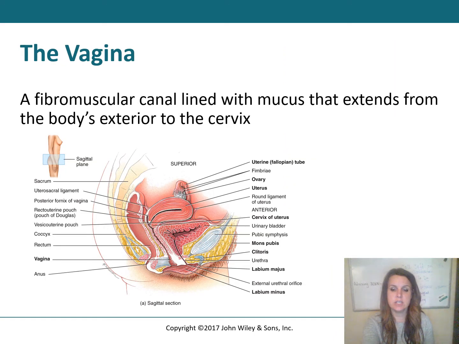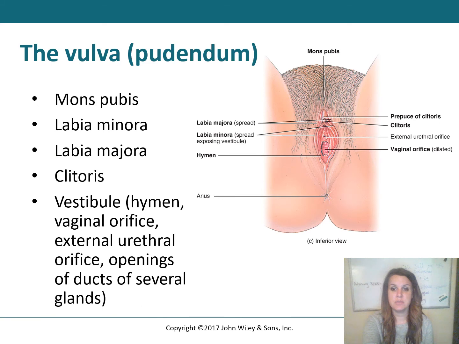The vagina is actually a canal that is lined with mucus, and this actually extends from the body's exterior to the cervix. And recall that the cervix is the opening to the uterus. So I want to make sure that you can differentiate between the vagina and the vulva. A lot of times when we talk about female reproductive anatomy, we call it a vagina, but we're actually talking about the vulva. The vulva is the external female reproductive anatomy, and it's also called the pudendum. And it's made up of the mons pubis, the labia minora, the labia majora, the clitoris, and the vestibule.